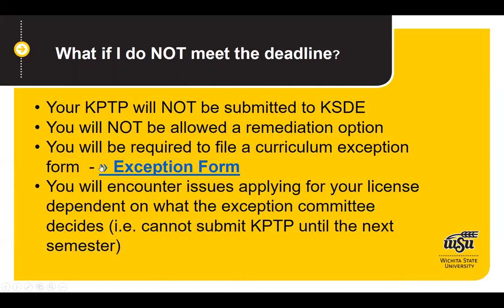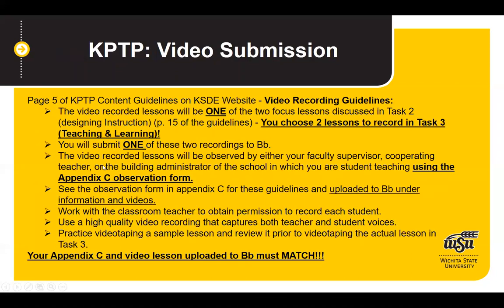So for instance, if the exceptions committee says that you cannot submit your KPTP until the next semester, which would be the fall semester, you would not be eligible to apply for your initial teaching license and to start a position for the next school year. You would have to look at some alternative routes to allow you to receive a license at that time.